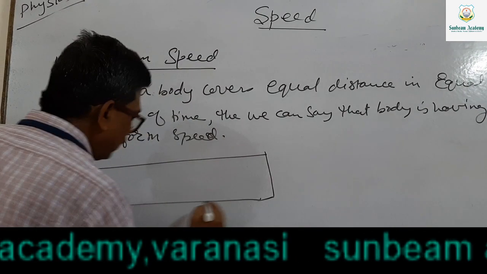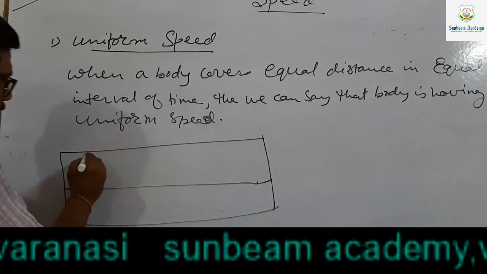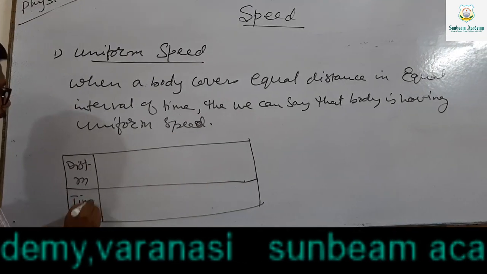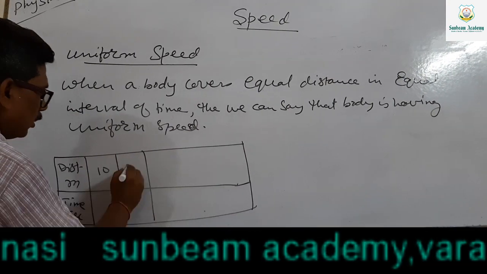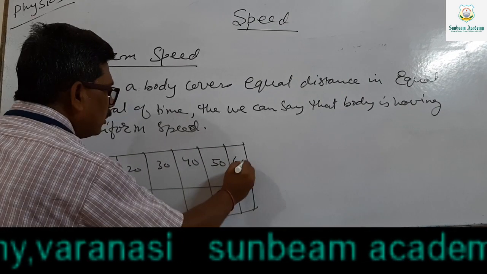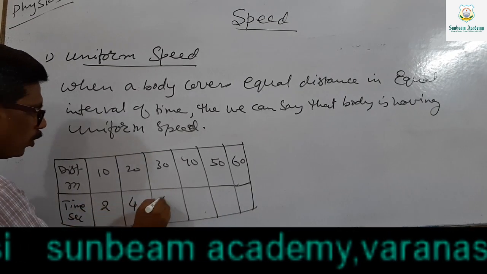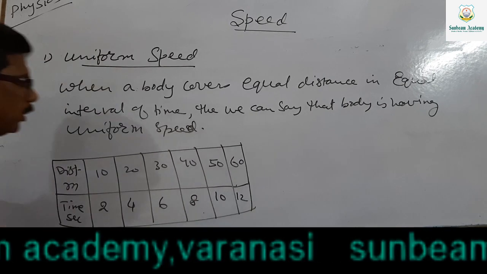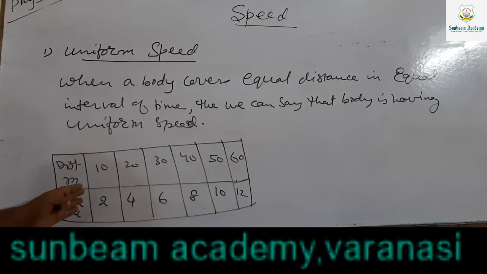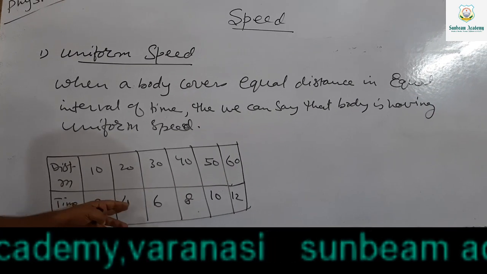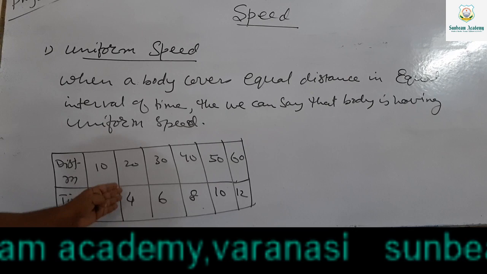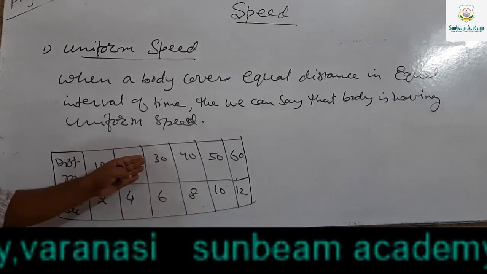Suppose I am taking one calculation related to this. Here it is distance in meter and time in second. Now 10, 20, 30, 40, 50, 60. Here I am taking 2, 4, 6, 8, 10, 12. Now see, equal distances travel means, and in equal interval of time means, here the time difference is 2 seconds each. Every successive number differs by 2, means 2 seconds. After every 2 seconds, the distance travelled increases by 10 meters.